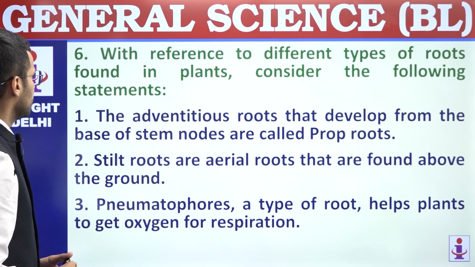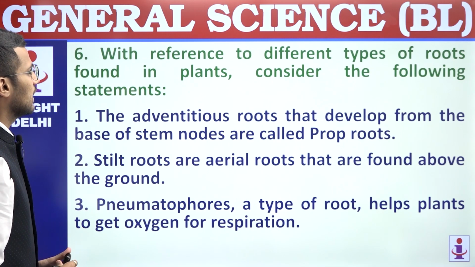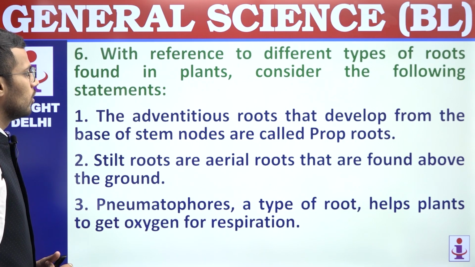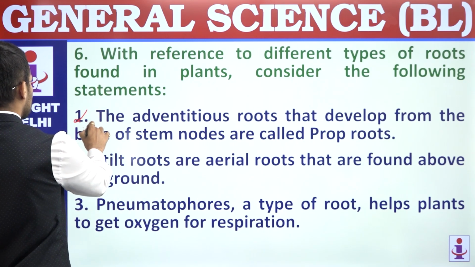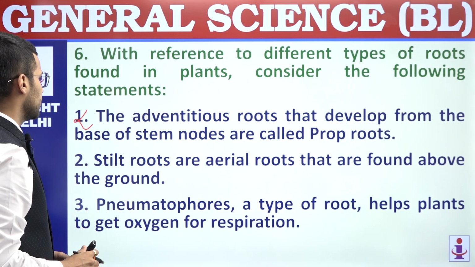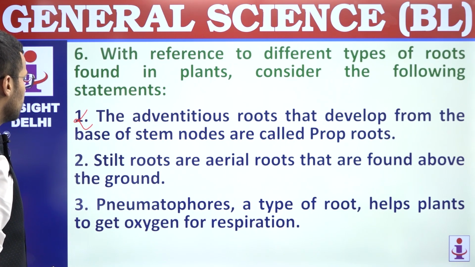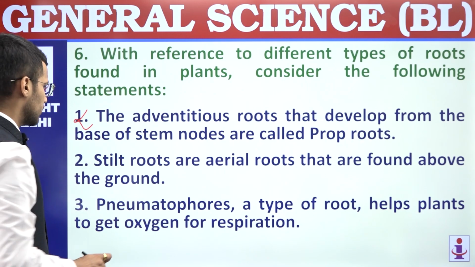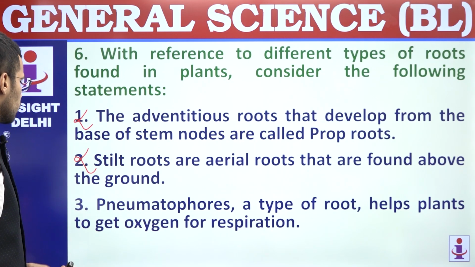First, the adventitious roots that develop from the base of stem nodes are called prop roots, right? So this statement is an incorrect statement. Adventitious roots that develop from the base of stem are not prop roots. Second, stilt roots are aerial roots that are found above the ground. So this statement is also an incorrect statement related to stilt roots.